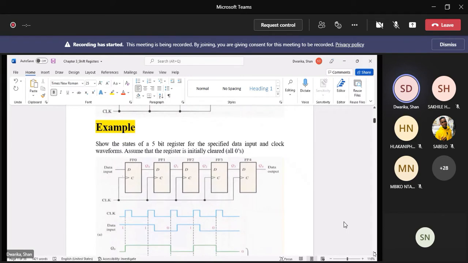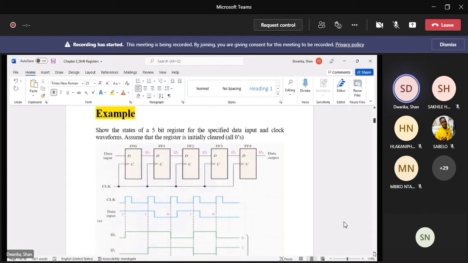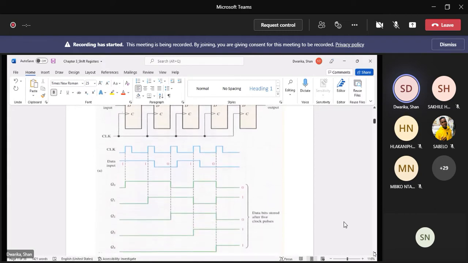In this example, we show the states of a 5-bit register with the specified data input and clock waveforms. We assume that the register is initially cleared. That means all zeros. You can see on the data input there, you've got 1, 1, 0, 1, 0. At the occurrence of the clock pulse on the positive going edge, after 5 clock pulses, that data will appear on the outputs of each of those Q outputs, Q0, Q1, Q2, Q3, Q4.